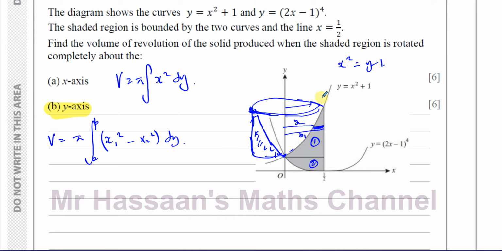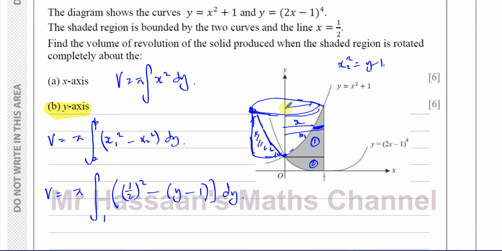In the first one, this is x equals a half. That's fine. So we have V equals pi, and x equals a half, so it's a half squared, minus x2 squared. Now x2 squared is y minus 1, so I can just put minus (y minus 1). That is x2 squared. And that's integrated with respect to y between the limits of, well, we said this part is 1. We're going to find what the other limit is.